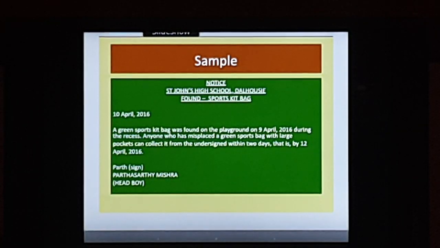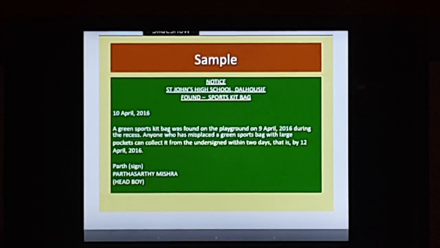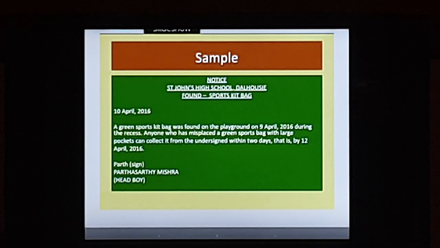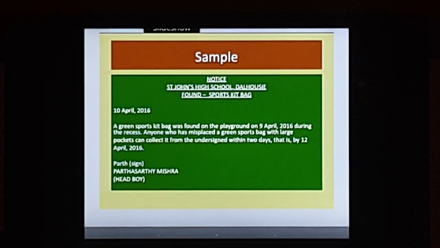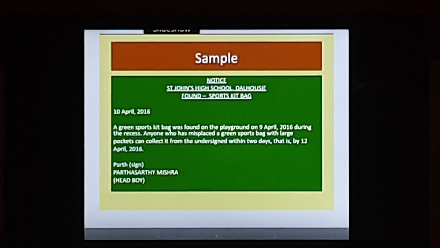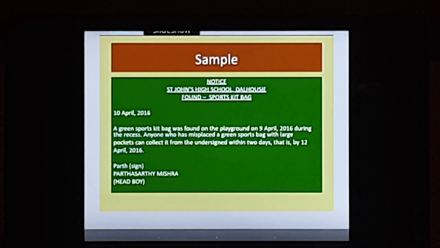Now, this is the sample of this. Notice, St. John's High School, the name of the school, and then the main subject, found: sports kit bag. Then the date is given there. After that, the body is there, and the signature of the person who has issued the notice, the name of that person, and last is the designation, the head boy.